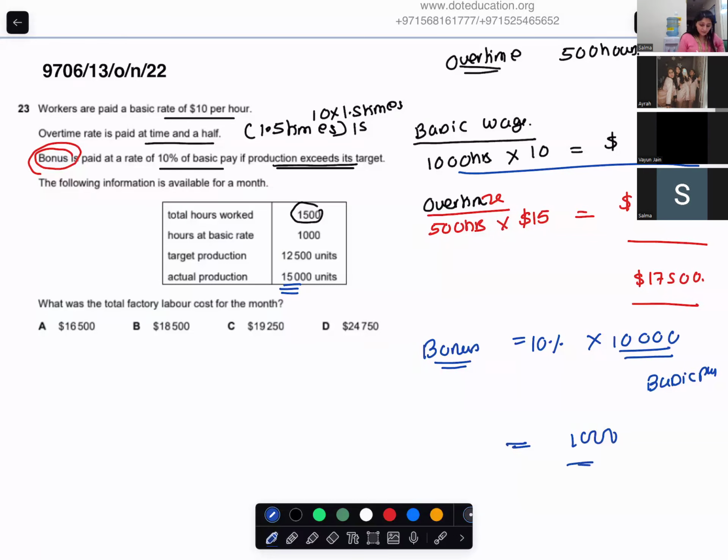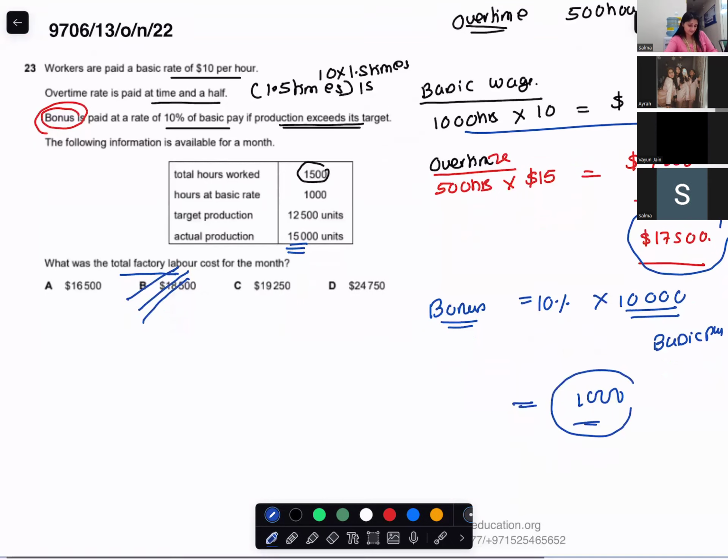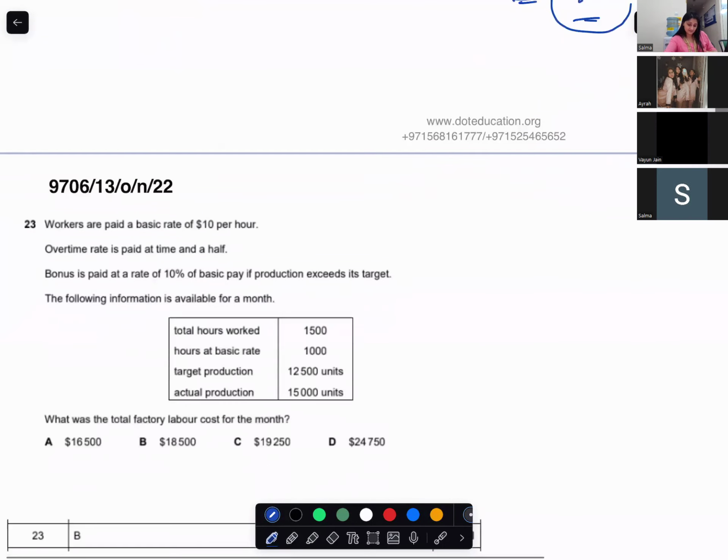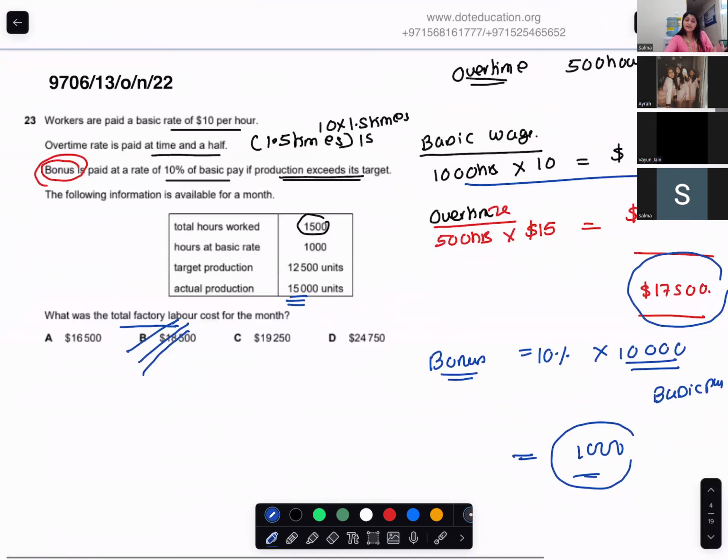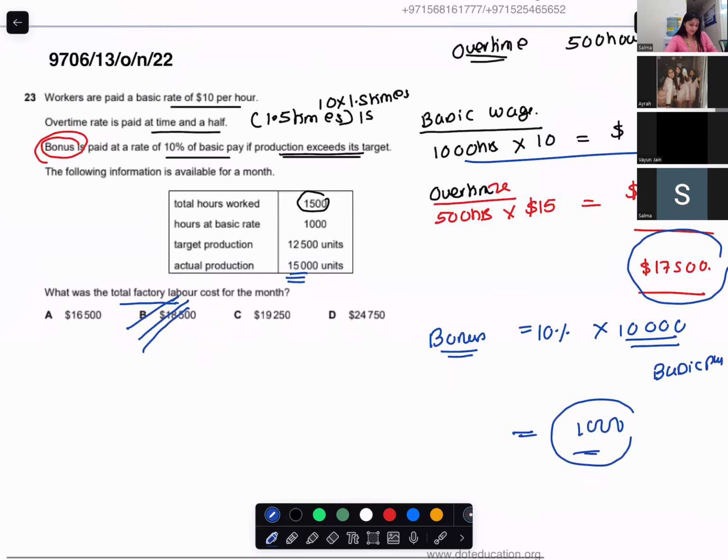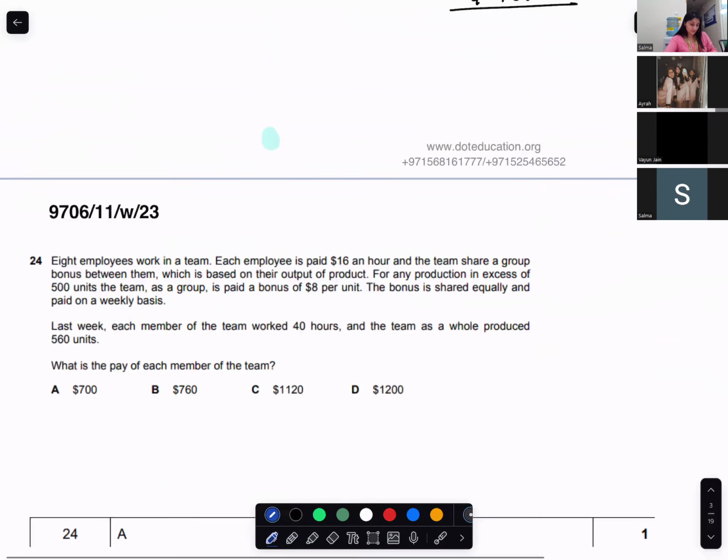So what is the total factory labor cost? The total factory labor cost will be 17,500 plus 1,000, 18,500, option B. Was it hard? No, it's just overtime was weird. You just have to read and apply. Read and apply. Okay? Come on, I want you to try the next one.